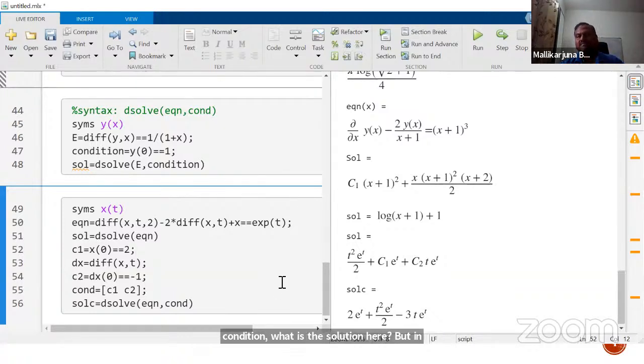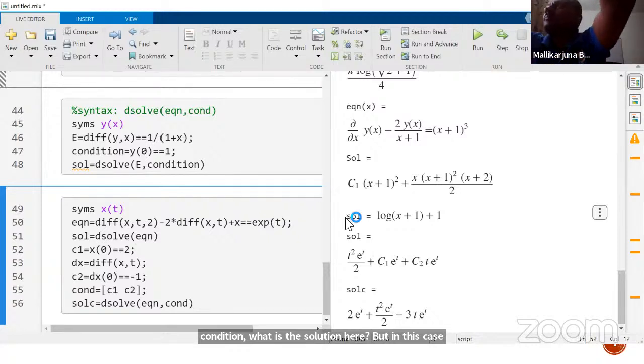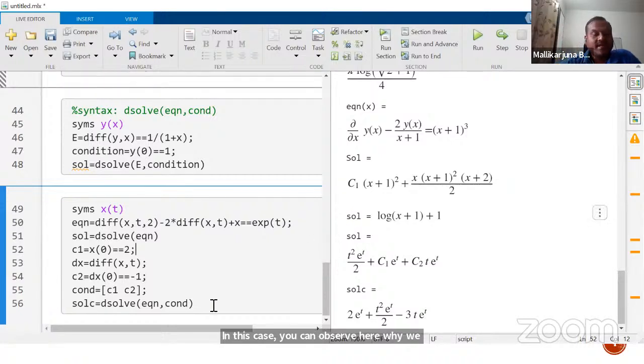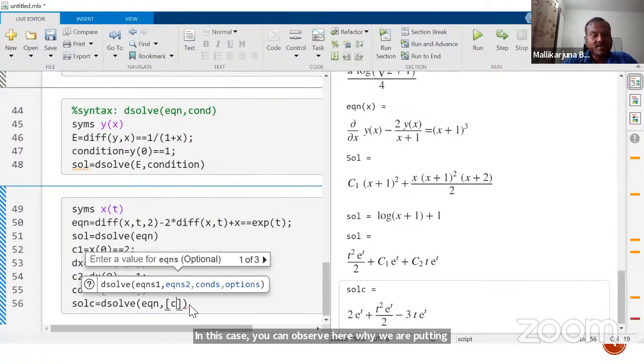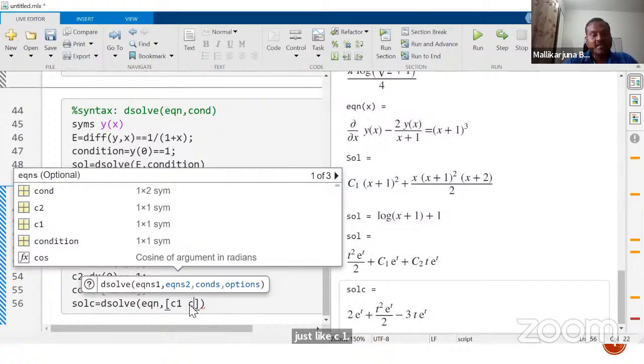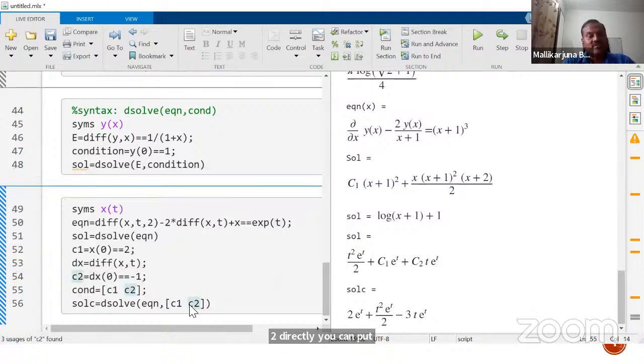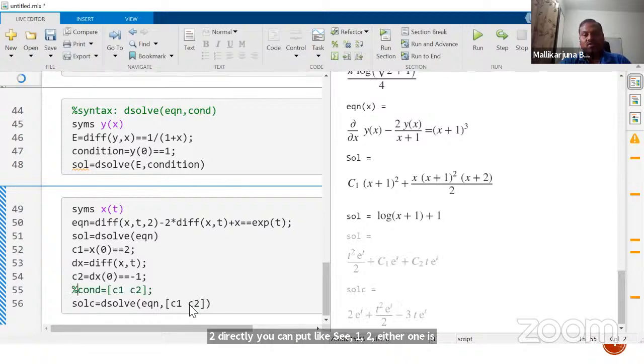But in this case, you can observe here why we are putting the conditions. Here also you can put directly. It is just like C1, C2. Directly you can put like this, C1, C2. Either one is fine. If you don't want to use this, you can use like this. You will get the solution. Whichever you want, you can use.